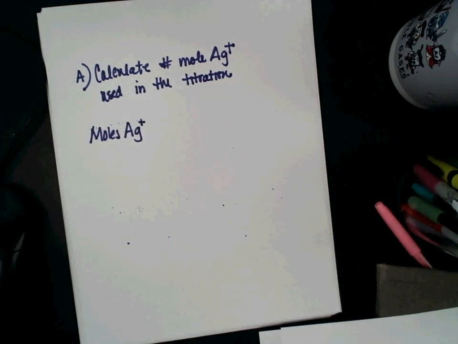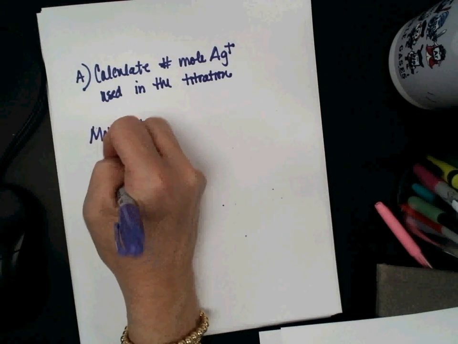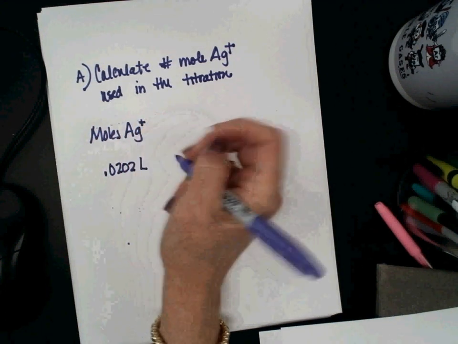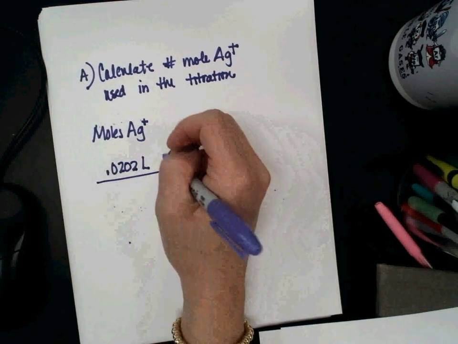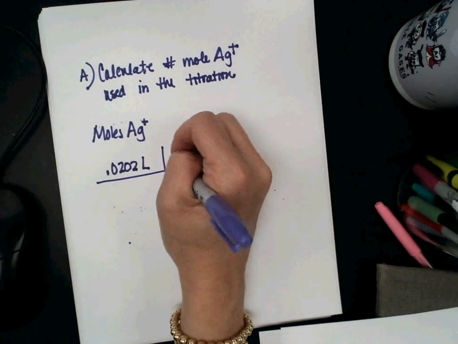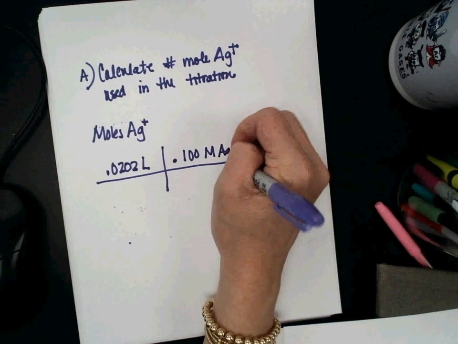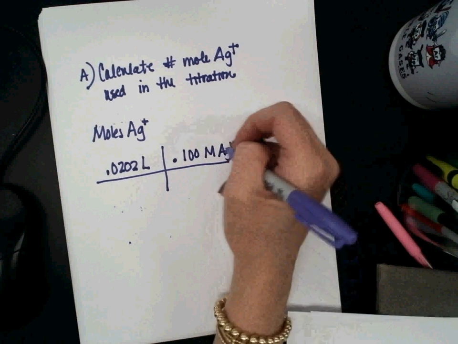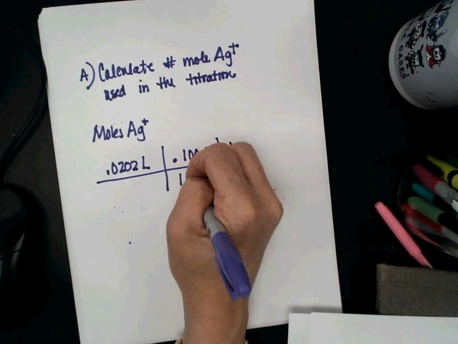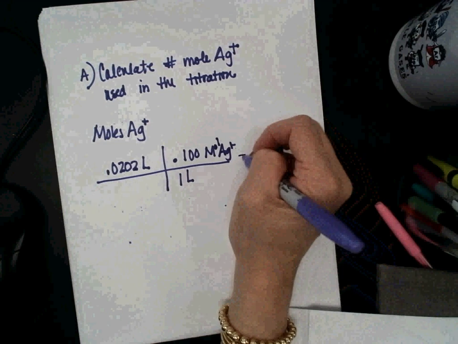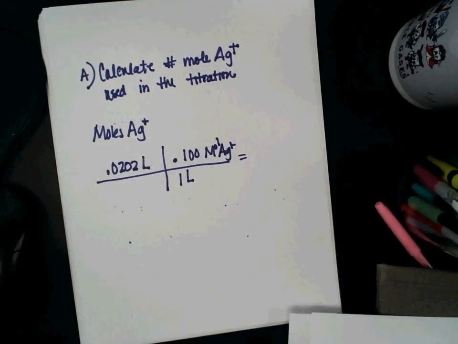So what do I know about the Ag plus? I know its molarity and I know how much of it was in the sample, so I can use those things. So I've got a volume I can use of 0.0202 liters, and I also know that I have a molarity of 0.100 molar Ag plus, and if it's 0.100 molar, it's 0.100 moles in 1 liter. So I can figure out how many moles of silver ions I have.